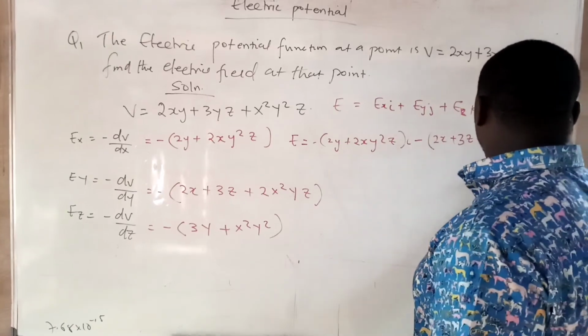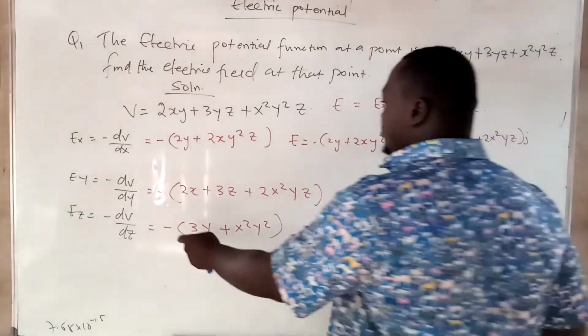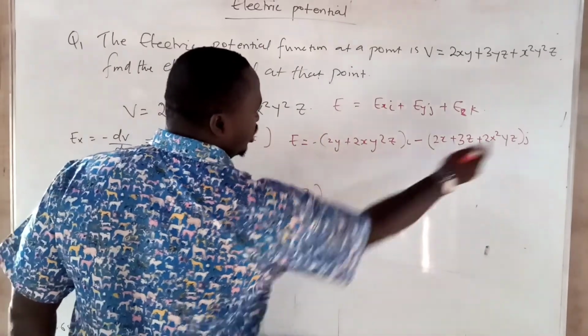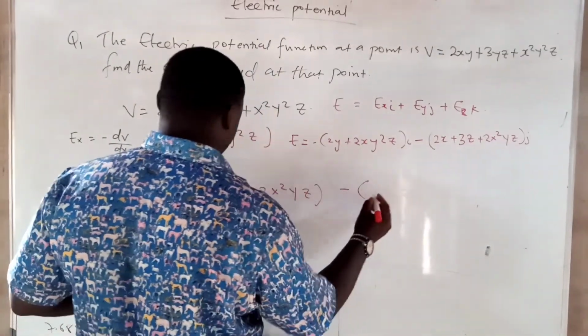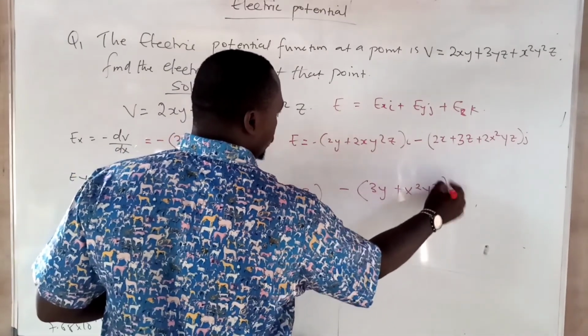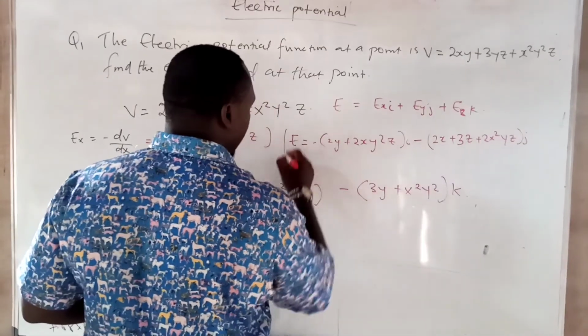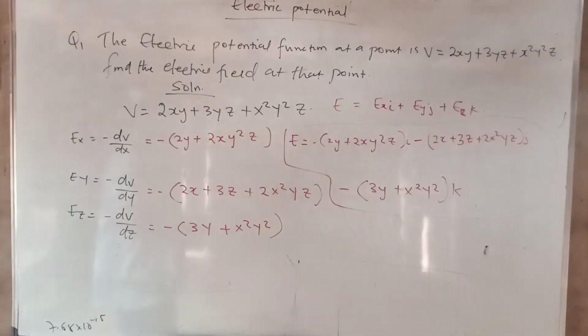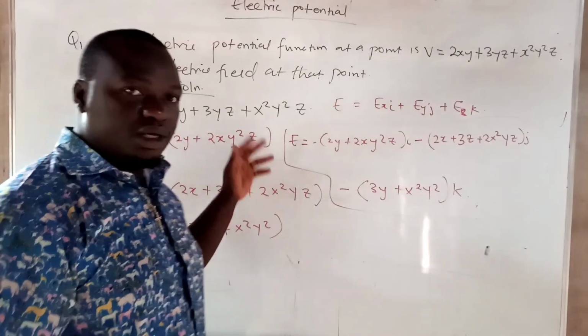Now remember your j. The same thing, minus times plus will give you minus. So it continues from here. Minus bracket 3y plus x squared y squared, and then k. Now, this is the electric field. This is the answer. So that is all for this video. Let's go to part 3.